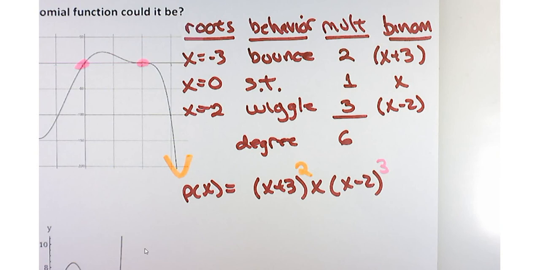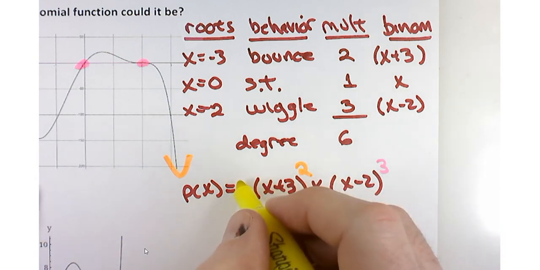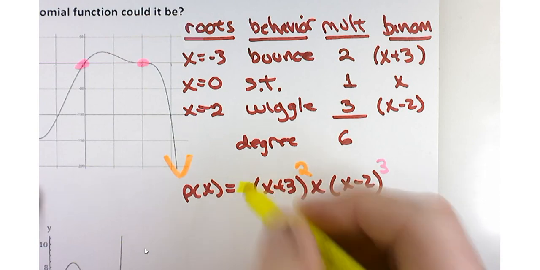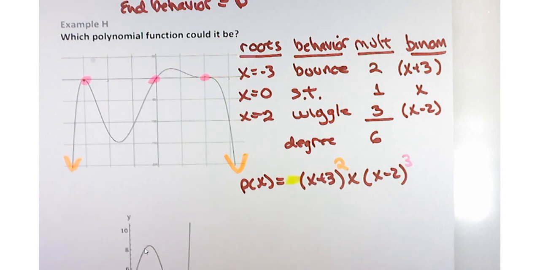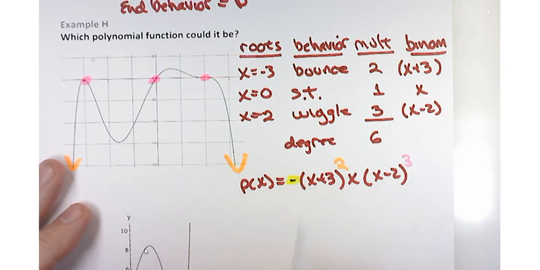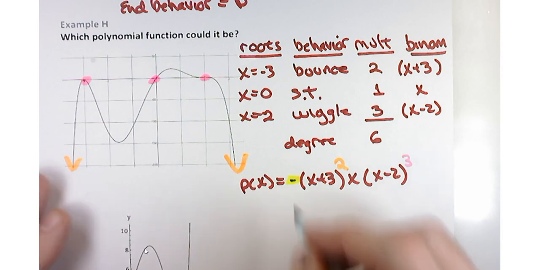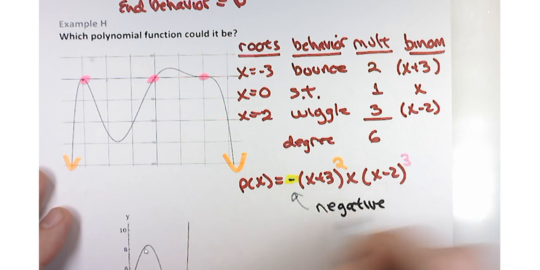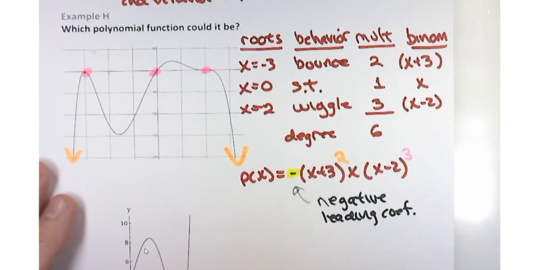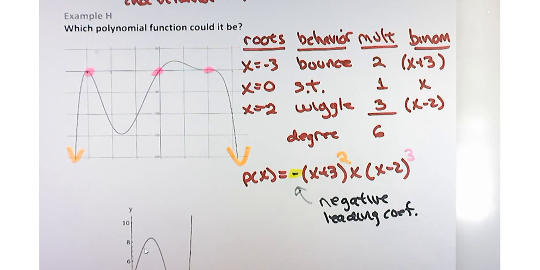There's one more thing that's missing in order to get this one right. Well done. It's not really written anywhere, but because the end behavior is down, you have to have a negative leading coefficient. So we'll just put a negative out front, leading coefficient. Perfect. And leave it factored here.